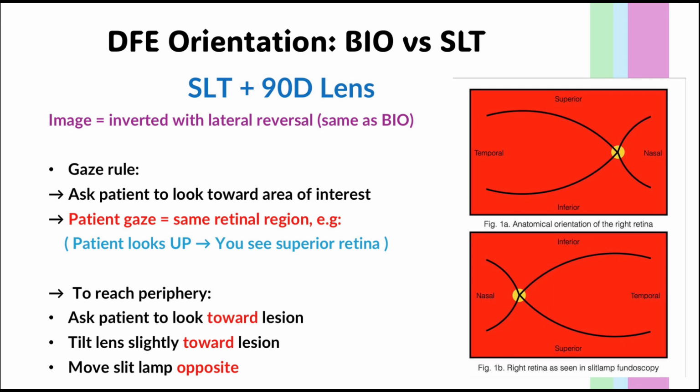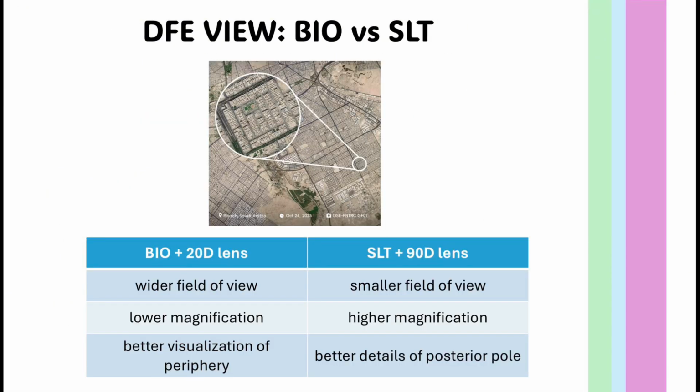And then you can fine-tune your view by adjusting your system. So you ask the patient to look toward the area of interest, then you tilt the lens slightly toward it, and then you can move the slit lamp in the opposite direction to that area. For example, if I want to see the inferior retina, I ask the patient to look down. I tilt the lens slightly down, and I move the slit lamp up to see further inferiorly in the peripheral retina. So, if everything is the same, then what's actually different?